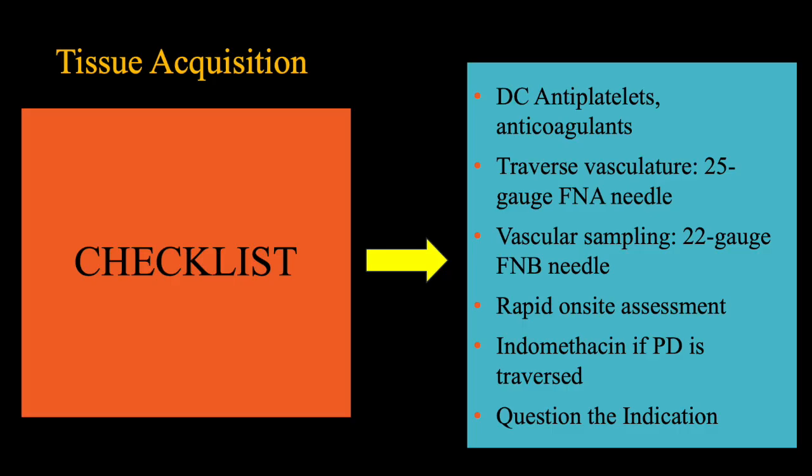When sampling a suspected tumor thrombus within the vasculature, a 22 gauge FNB needle can be used, ensuring that only the thick wall of the vessel is sampled. This is one of those occasions where access to rapid on-site assessment is invaluable so that the number of needle passes can be minimized. In patients with an intervening normal pancreatic duct, one should also consider an intra-procedural administration of rectal indomethacin as prophylaxis for pancreatitis. Finally, it is important to ensure that the information obtained impacts patient management.